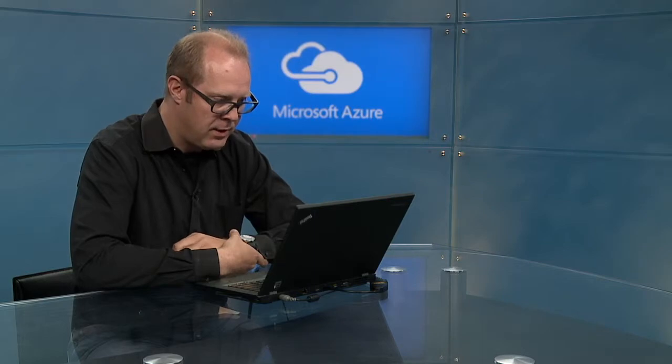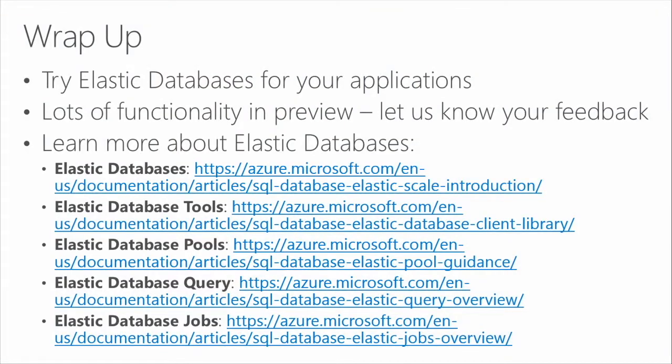And on this slide, you also have a number of links that you can use to learn more about the Elastic Database capabilities. The first URL here is a pointer to an overview document that illustrates the various Elastic Database features and how they play together. And then I've added pointers to the individual features, database tools, database pools, query, and jobs. And I encourage you to check out these URLs and use those capabilities for your applications in Azure. It really makes life much, much easier when building scaled out multi-tenant SaaS applications.